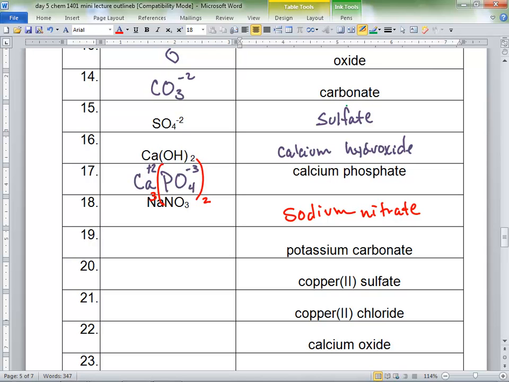Not sure, just ask. Help you out. Copper, all metals are positive. They're always positive. All metals are always positive. And they always name the cation, the positive one, first.